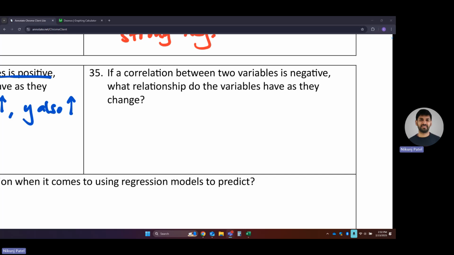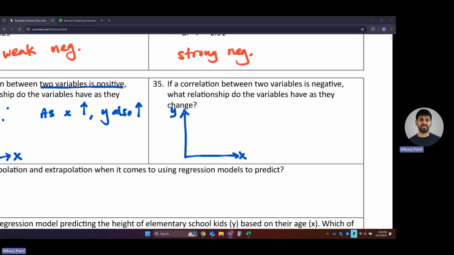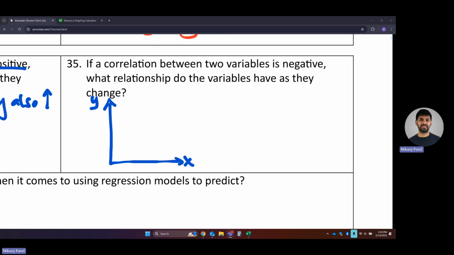If a correlation between two variables is negative, what does that look like and what relationship do the variables have? So similar idea, we're still going to draw on our xy axis like this, but a negative relationship looks like this. The dots are downwards trending, and they don't always end up in a perfect line, but you can see the trend is going downwards.